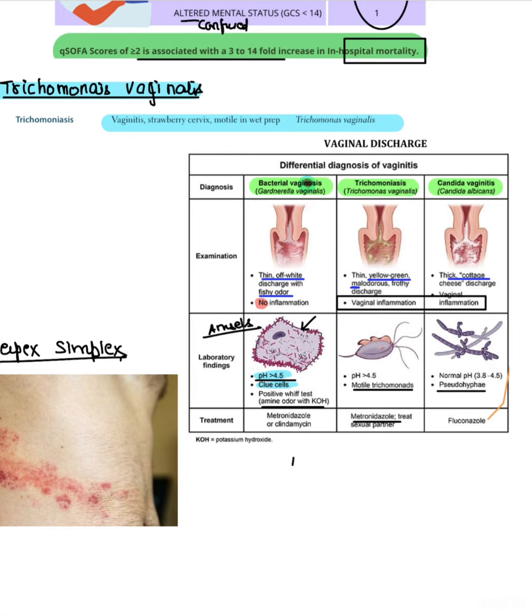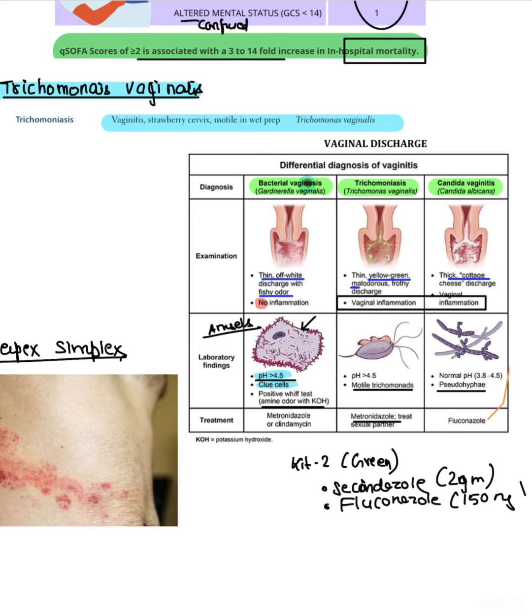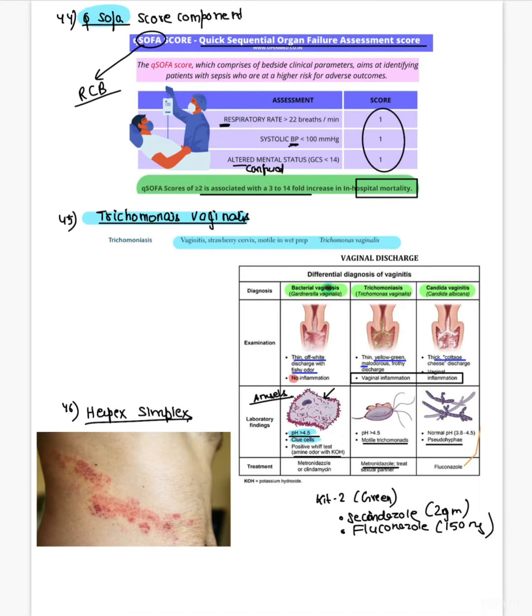And if you know vaginal discharge, that comes under kit 2. Which color kit? Green color kit. And what was there in the green kit? Secnidazole and fluconazole. What is the dose, can you recall for me? Secnidazole was 2 gram stat, and fluconazole was 150 mg. Okay, moving on to the next question.